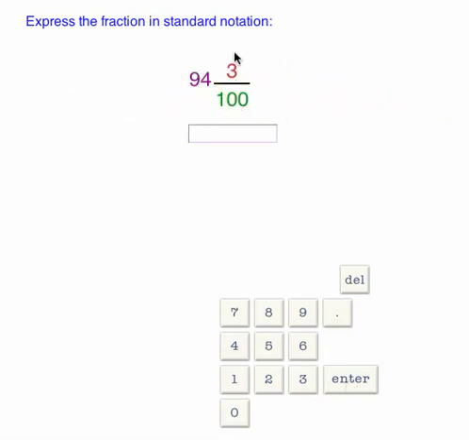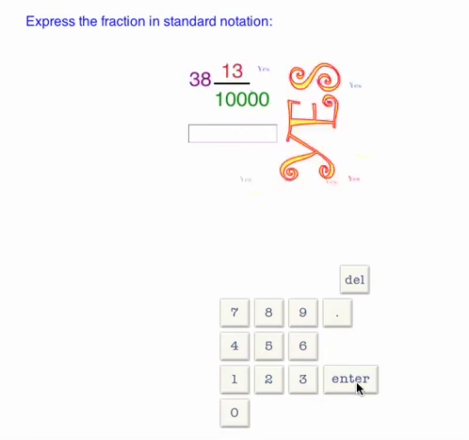Last one, 94 and 3 hundredths. So 94 and decimal 3 hundredths. Make sure the 3 is in the hundredths position, so we have to put a 0 there. And there we are. That's how you do level 2 of fraction notation. Have a good day.